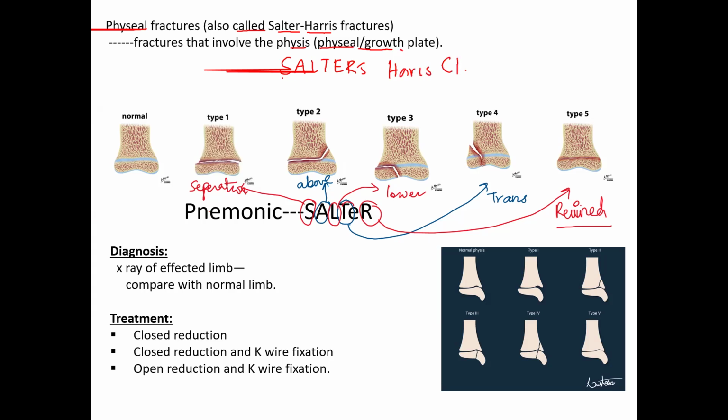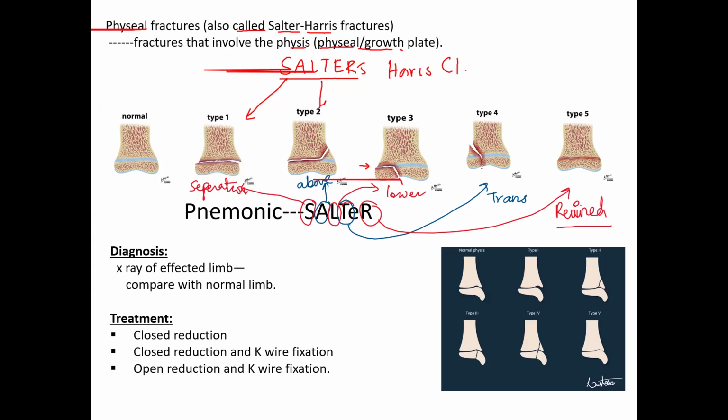How will you remember it? Just remember it by the mnemonic SALTER. S is separation. The physis separates here, and as I told, it happens through the zone of hypertrophy. Then A, above. There is injury to the physis and the fracture exits toward above the physis. Then L, lower. The fracture is here and it is coming out through the lower side of the physis.